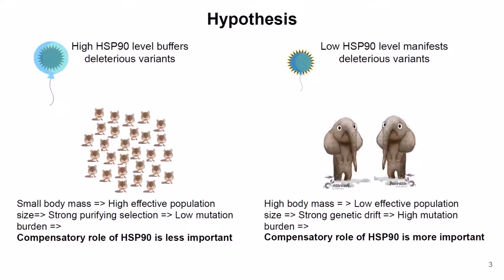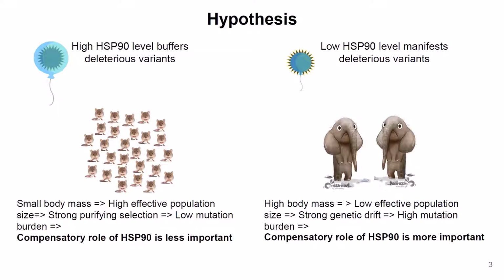In this work, we check if this buffering activity can also play a role in the long-term evolutionary scale. And if this buffering activity of HSP90 does exist in the long-term evolutionary scale, we expect it to be more important in species with low effective population size, such as elephants, because such species have strong genetic drift, which leads to accumulation of high mutation burden. And so these high mutation burdens should be compensated.